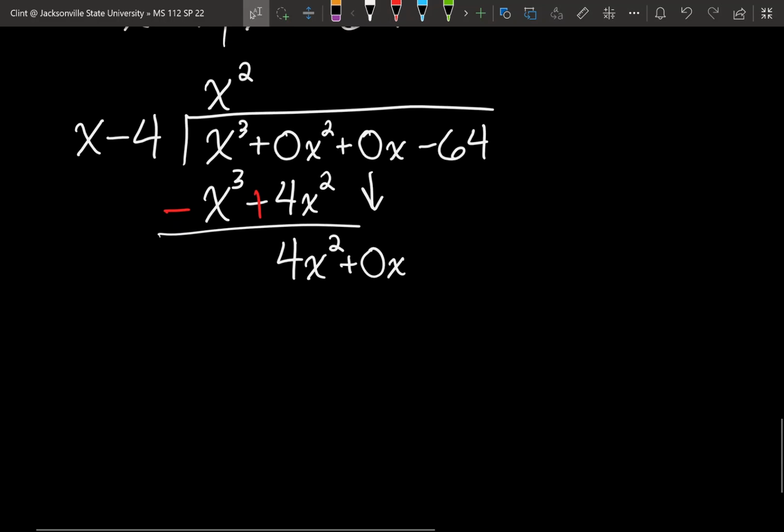Get that out of the way. All right, I'm going to do it over again. So x into 4x squared. That'll be 4x, what we need to multiply by. 4x times x is 4x squared. 4x times negative 4 is negative 16x.